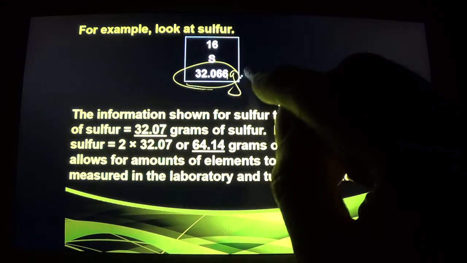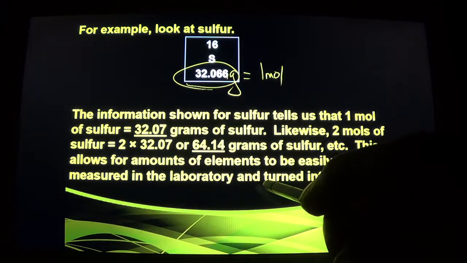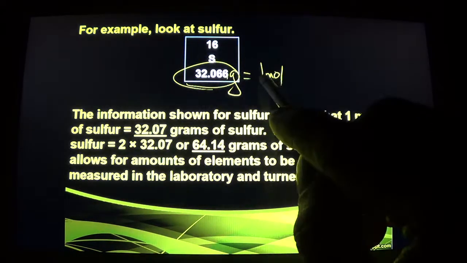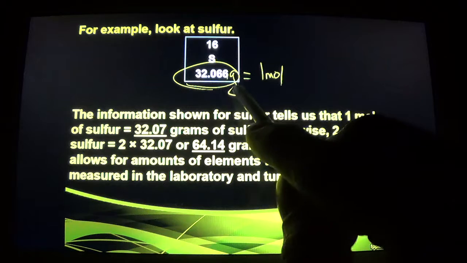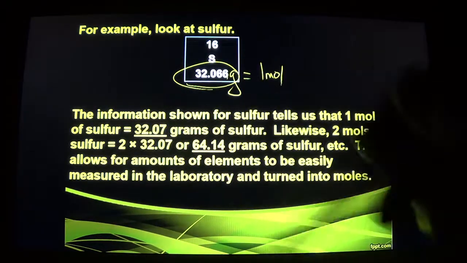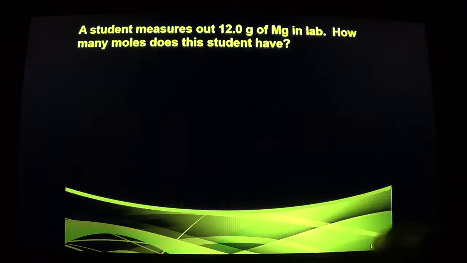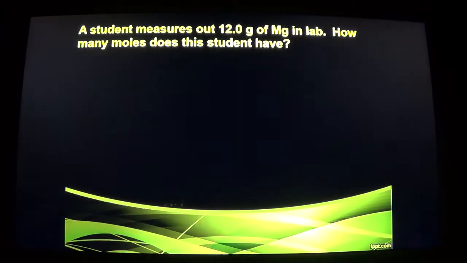This is the grams that is equal to 1 mole of that element. It's a conversion factor. 1 mole of that element is equal to that many grams. That many grams is equal to 1 mole of the element. So with it being a conversion factor, I can put it into my railroad tracks, the ones we practiced just by themselves last time. So let's give this a try.